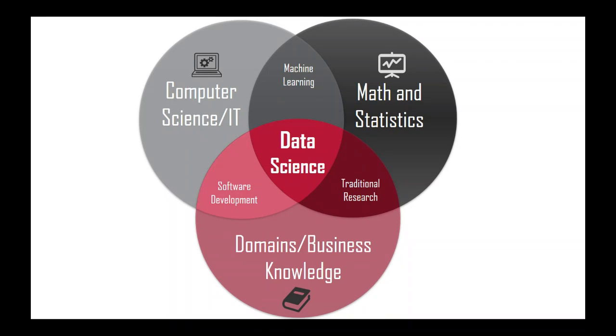Right. We talked about AI, machine learning, and deep learning. On top of that, there's another thing called data science. So what is data science? Data science is a combination of three aspects: computer science, maths and statistics, and the domain or business knowledge.